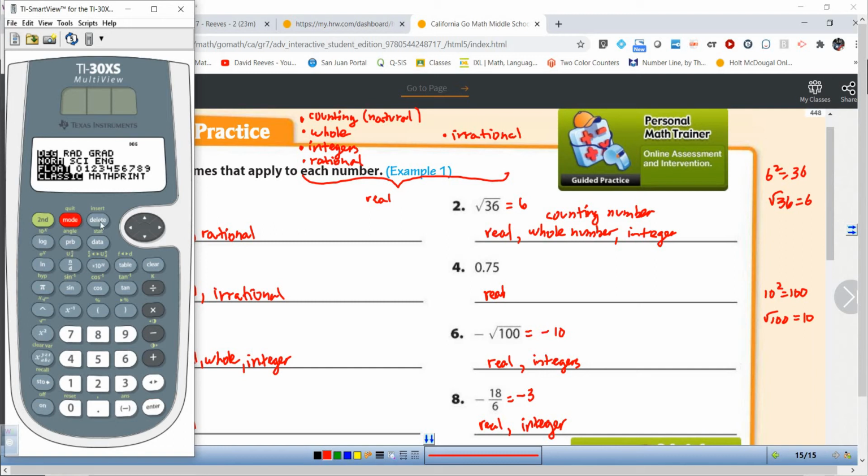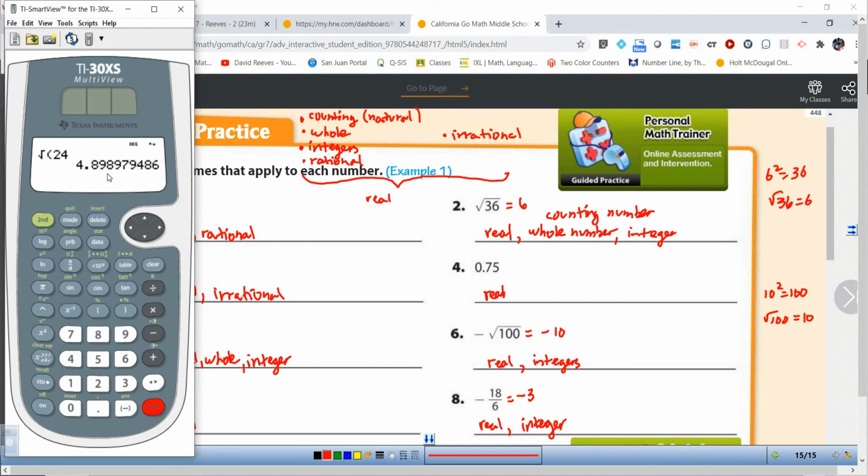Let's go back to... how do we get back to the regular screen here? Where's home? Now let's try it. Okay, let's try this again. The square root of 24. All right, that's what I was looking for. Sorry about that little delay there, folks.